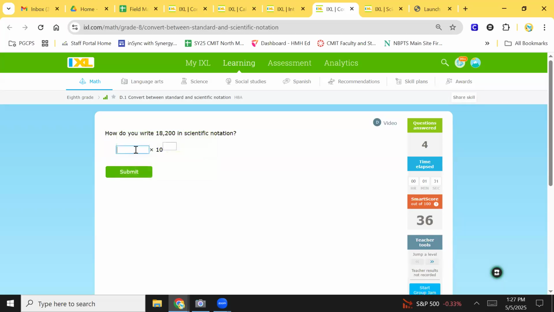You getting it? All right, let's do one more. So this is going to be 1.82. And then how many things? 1, 2, 3, 4. So the exponent is 4.